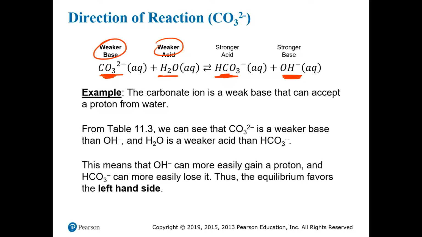Since the weaker acid and the weaker base are both on the left-hand side, this equilibrium is going to favor the reactants. In other words, at equilibrium, you're going to have more carbonate and water than you have bicarbonate and hydroxide.